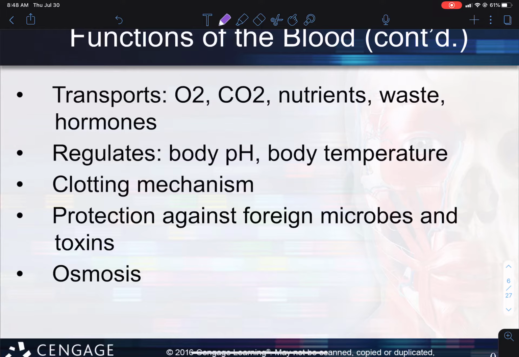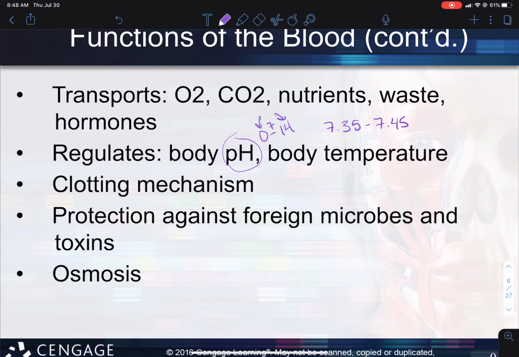So one is body pH. As you remember, pH has a range of 0 to 14, with 0 being mostly acidic, 14 being mostly basic, and 7 being around neutral. But the actual neutral of a human is around 7.35 to 7.45. So it's just a little bit above 7.